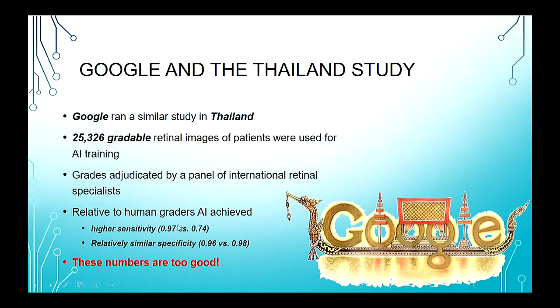So relative to human graders, AI achieved a higher sensitivity. Actually, AI was more sensitive than humans, and also had about the same specificity.